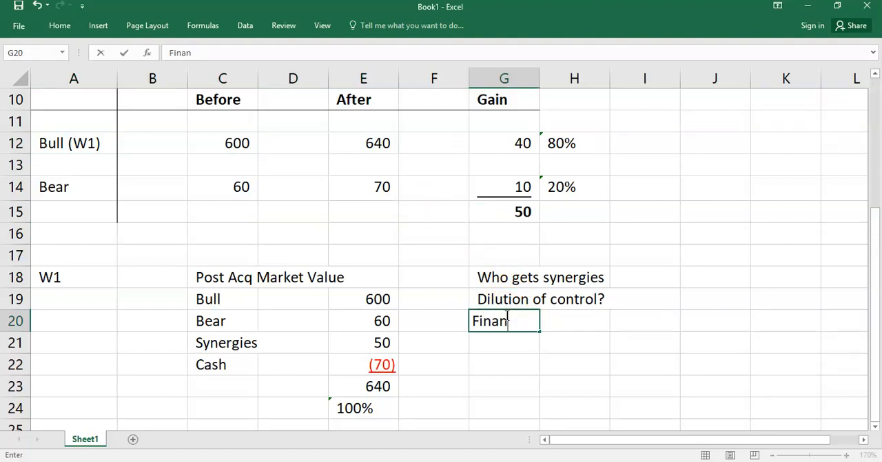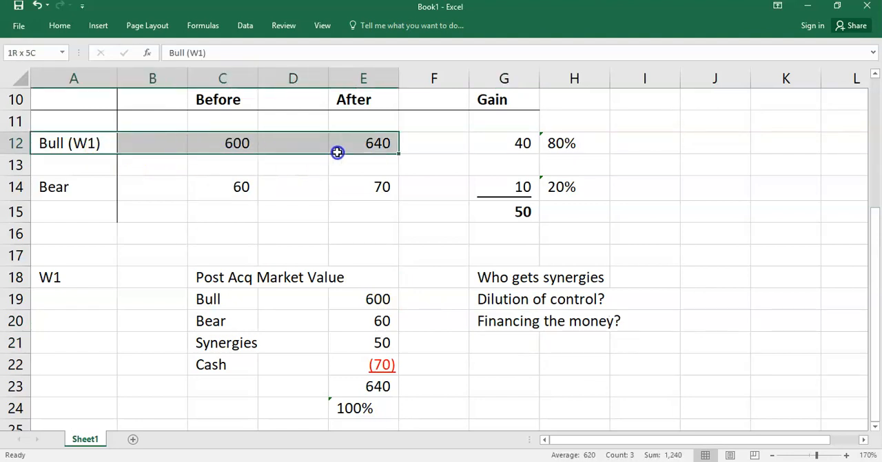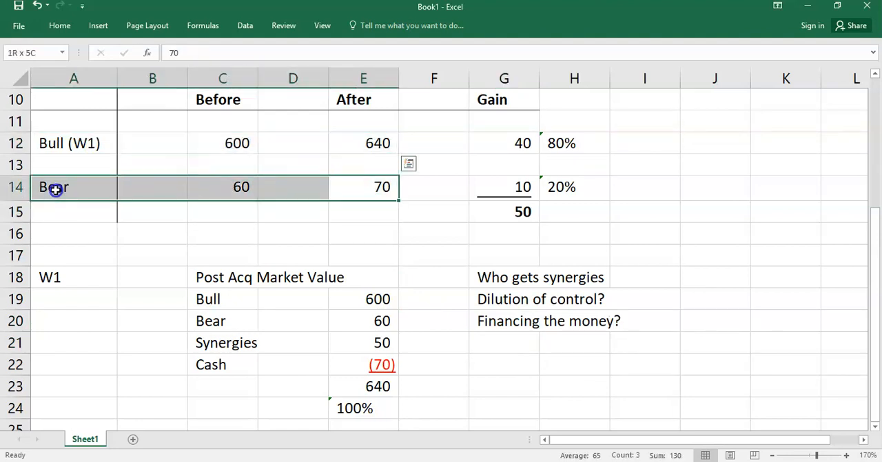The other thing you're looking at is financing the money. In this case, bull shareholders, the company will have to get 70 million in cash somewhere. So they're going to have to finance that, and that might put a strain on their business. If they can, it'll avoid the need to dilute control, but sometimes a business cannot.